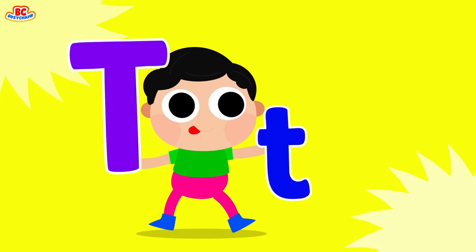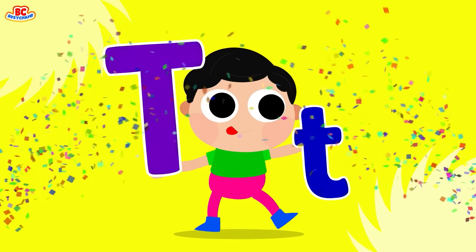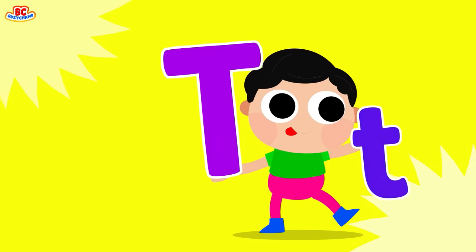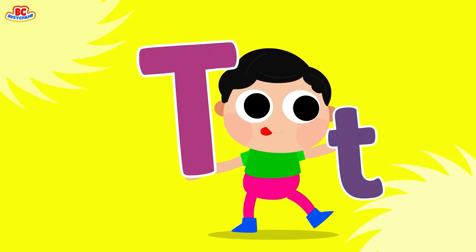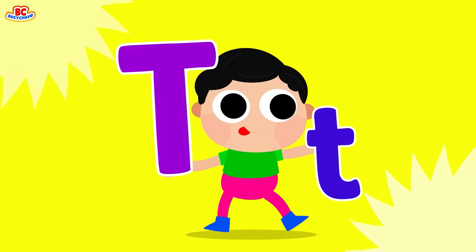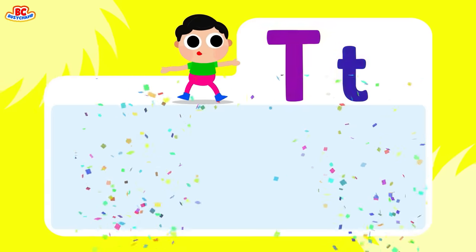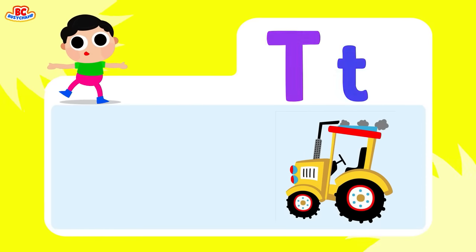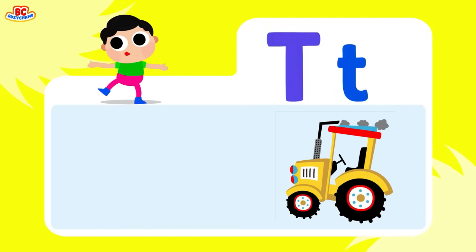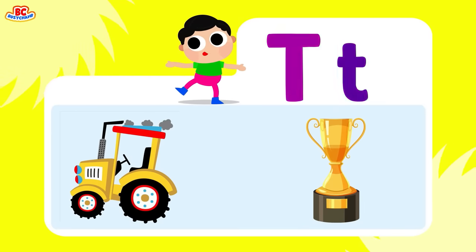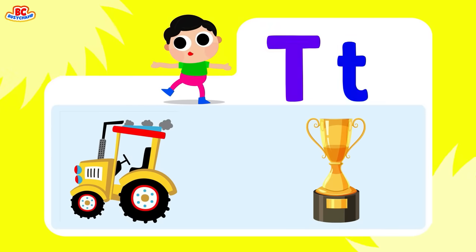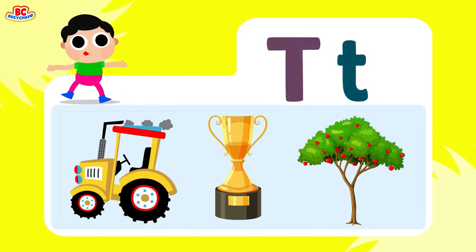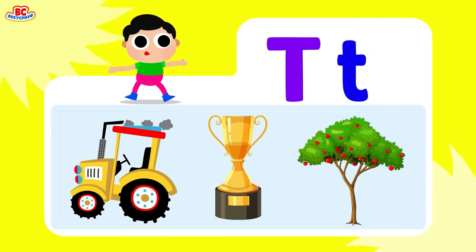Which alphabet can you see in my hands? I have the letter T in my right hand and it sounds T in my left hand. And there are so many words that begin with letter T. T called tractor. Tractor. T called trophy. Trophy. T called tree. Tree.